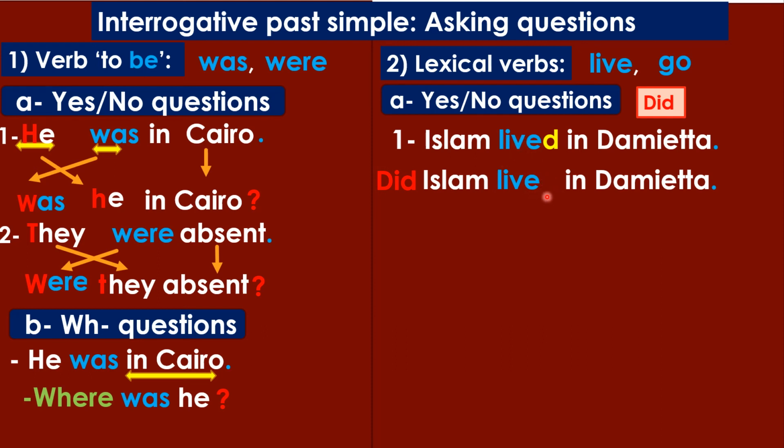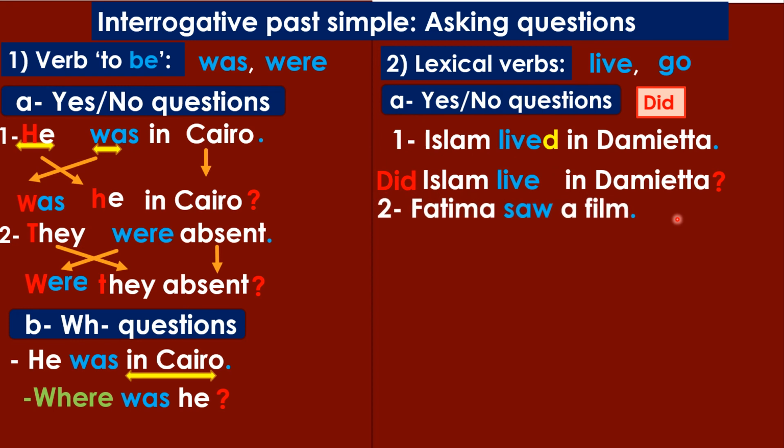But look here. I've got to delete the D. Because of did, I'm going to delete the D. بسبب did, طبعا بلغي ال D, برجع الفعل. So I take the verb back to the form one or the infinitive. باخذ الفعل إلى التصريف الأول أو المصدر. Okay? Because of did. And I have a full stop here, so I'm going to delete it and have a question mark. So the question is going to be, did Islam live in Damietta?